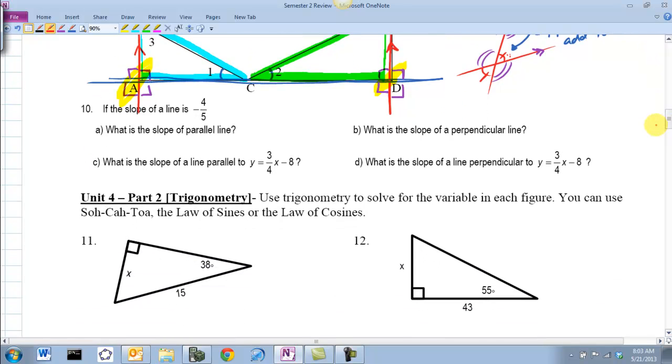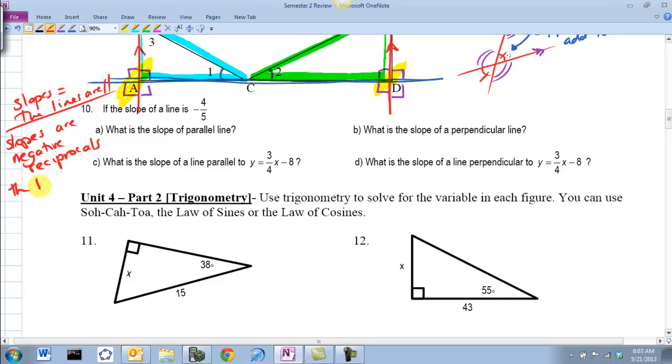Number 10 talks about slopes and how they relate to parallel and perpendicular. Now perhaps you will recall that when the slopes are equal, the lines are parallel. And if the slopes are, and here we go for some big words, negative or opposite reciprocals. Reciprocal means it's upside down. If the slopes are negative reciprocals, then they are perpendicular.